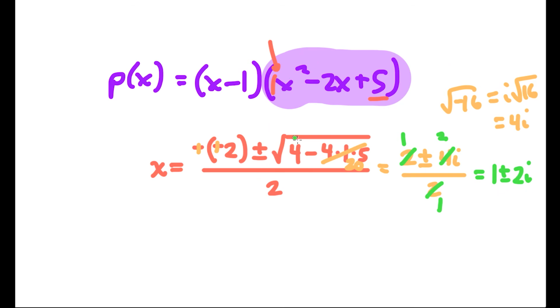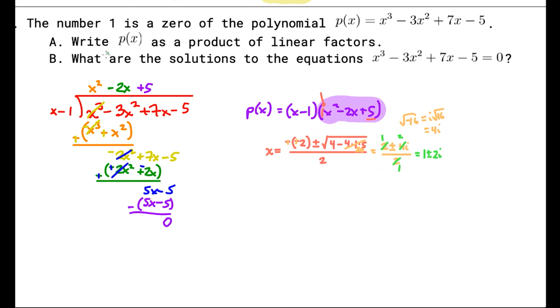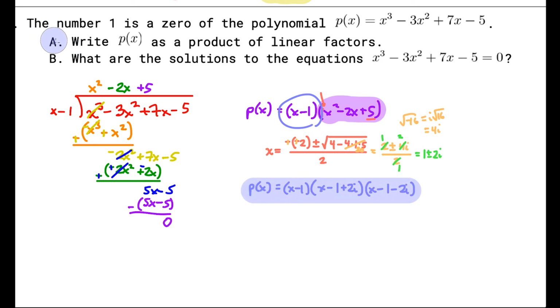Okay, so now we have 2 solutions there, plus that other solution of x equals 1. And it says write p of x as a product of the linear factors. So that's what I'm going to do right here. The p of x in its final factored form is going to be x minus 1, just like we had before here, times x minus 1 plus 2i times x minus 1 minus 2i. Okay, so this right here is the entire factored form for part A. So that's what part A is looking for.